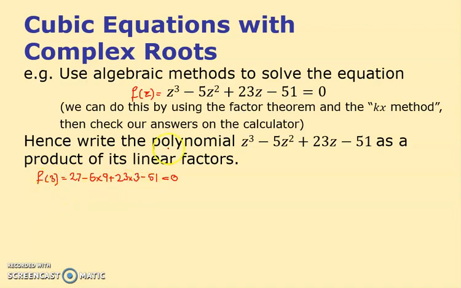Now I could use the division, or I could use a method called the kx method. I'm going to use the division. So I'm going to do z minus 3. It's got to be times by something as it goes into this. And I suppose it's that something I'm trying to find. If you use the kx method, you kind of just... 23z minus 51. So let's do this division.